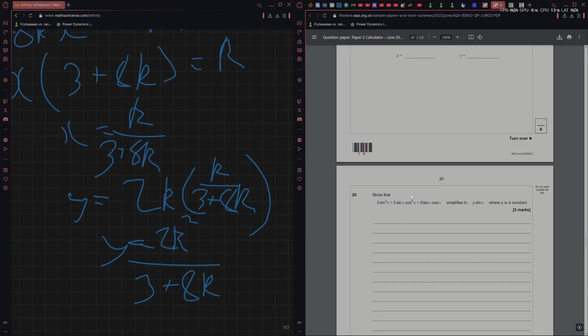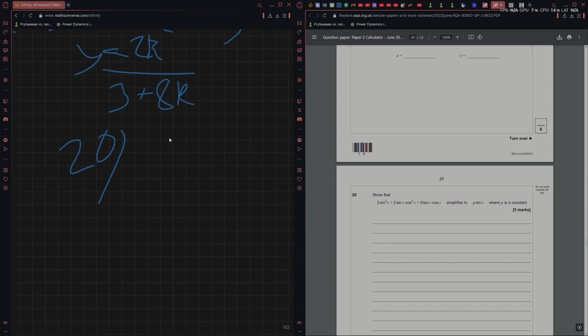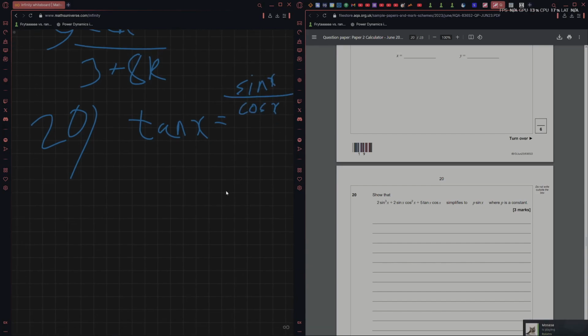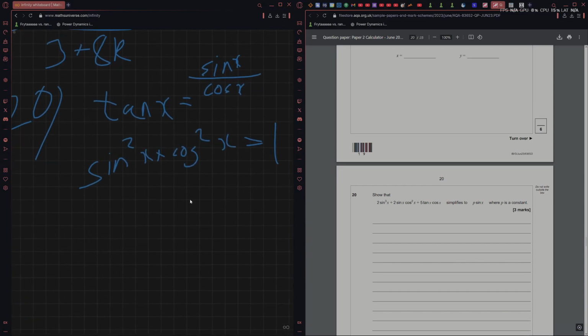Oh, alright, this is a killer question. Alright, let's look at this. Question 20. So, let's remind ourselves of that. So, it's in x form, so tan x equals sine x over cos x. And then we know that sine squared x plus cos squared x equals 1. So, let's do this.